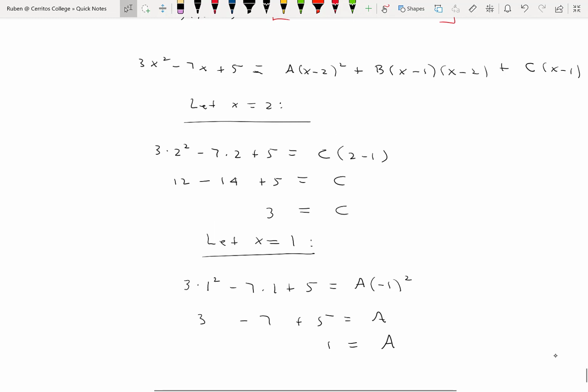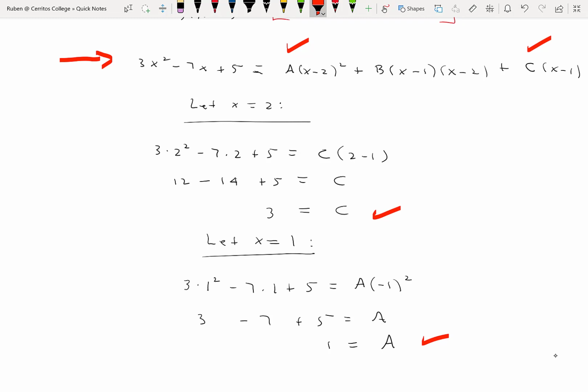Now go back to our equation with the three constants I need to find. I found a and c. I found a, I found c. I need b. So here's the question of the ages. What can I let x equal now that will eliminate a and c from the equation and allow us to solve for b? And the answer is, it's impossible to do that.